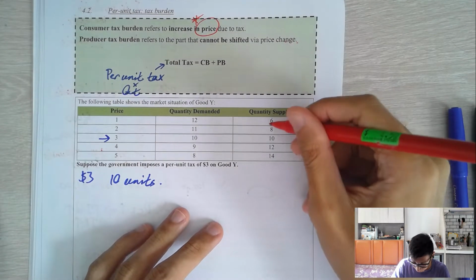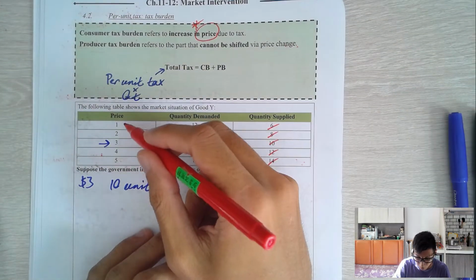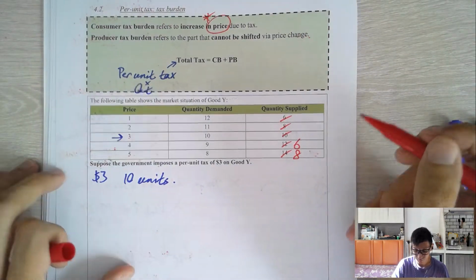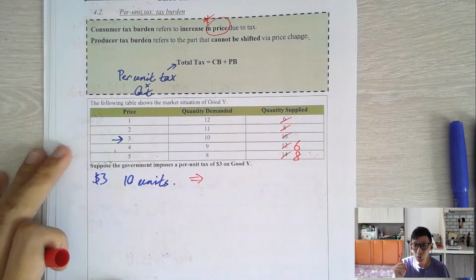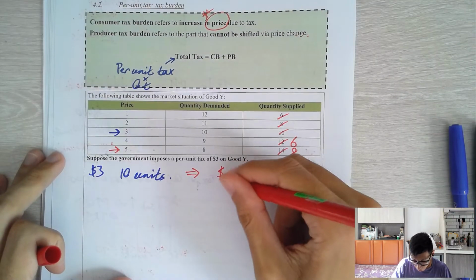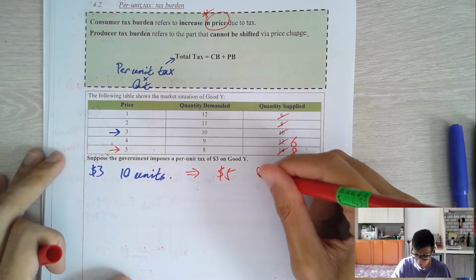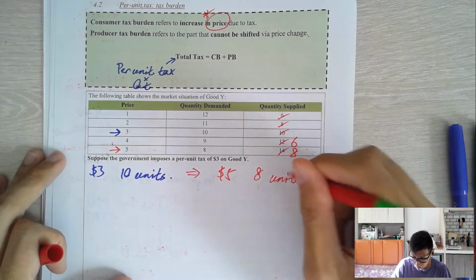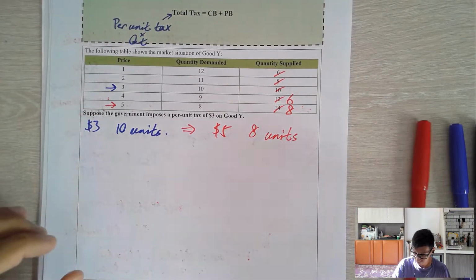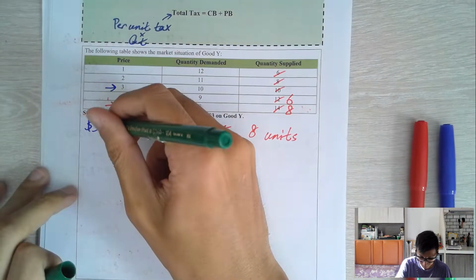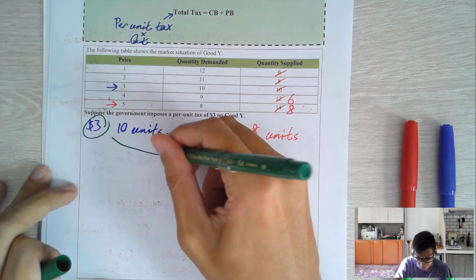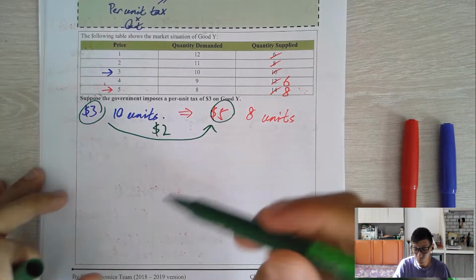So here 1 becomes 4, 6, 8, etc. You will see the new situation would be this one: $5, 8 units. Okay, the units here is irrelevant. 我哋諗諗啦，我哋望一望呢度。Here, the market price increased by $2.